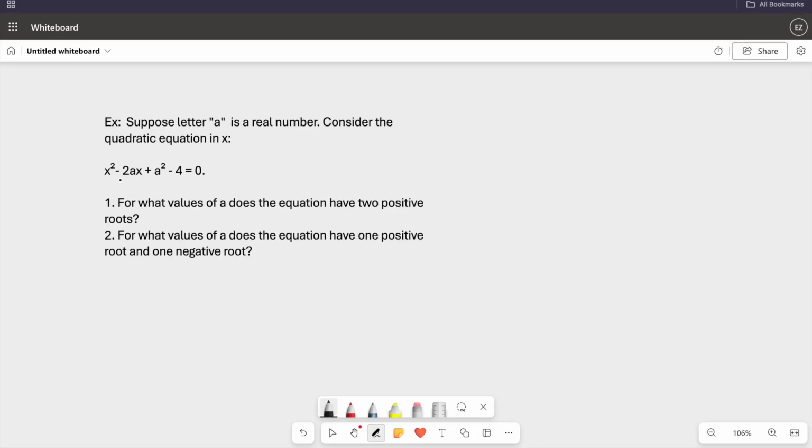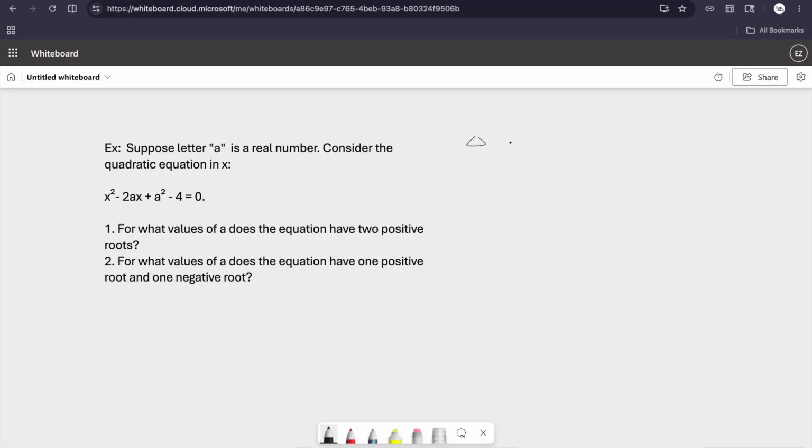Example, suppose letter a is a real number. Consider quadratic equation in x: x squared minus 2ax plus a squared minus 4 equals 0. For what value of a does the equation have two positive roots, and for what value of a does the equation have one positive root and one negative root?